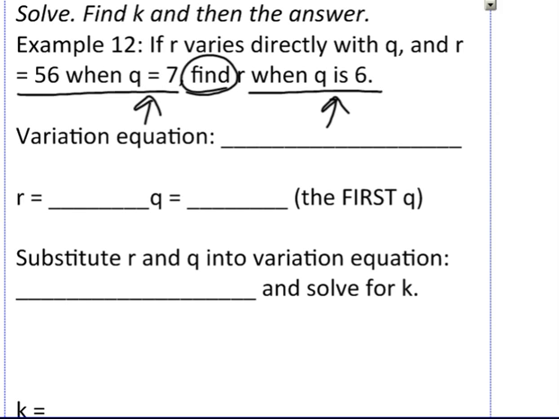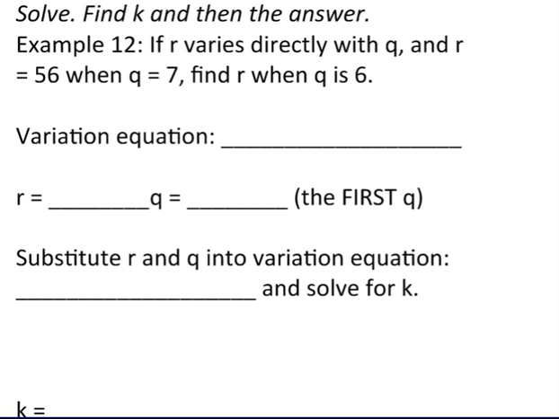So the first thing I want to do is write the variation equation. It says r varies directly with q. R varies directly with q. And r equals 56 when q equals 7. This is the first q.